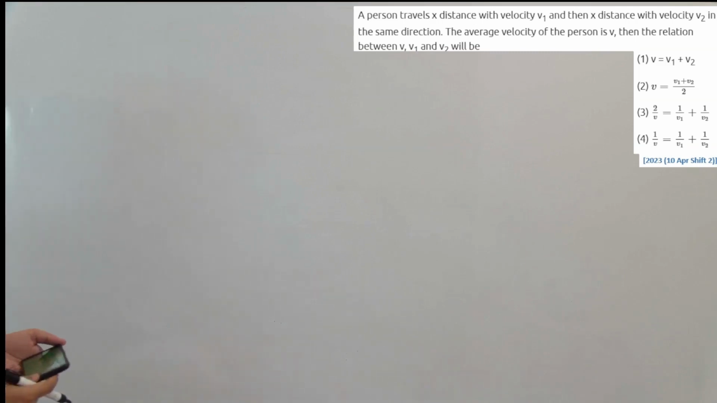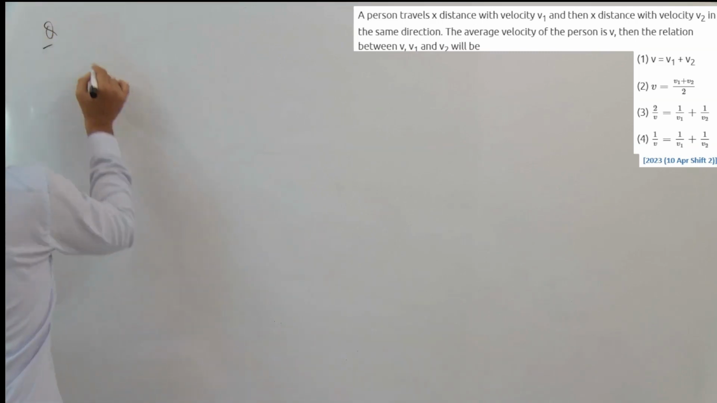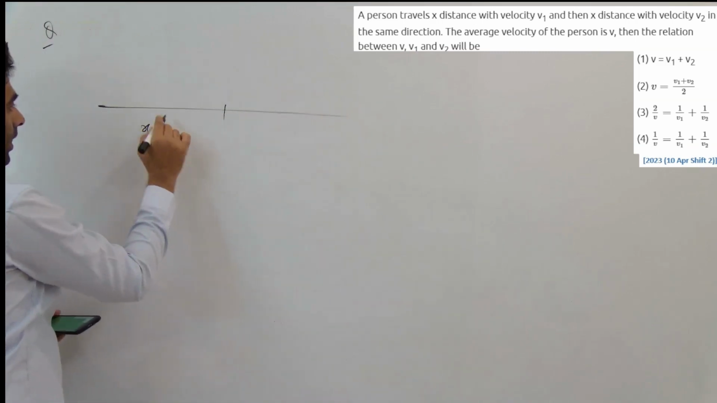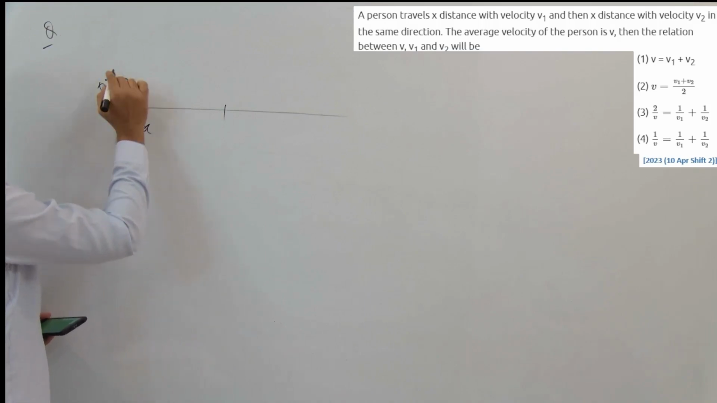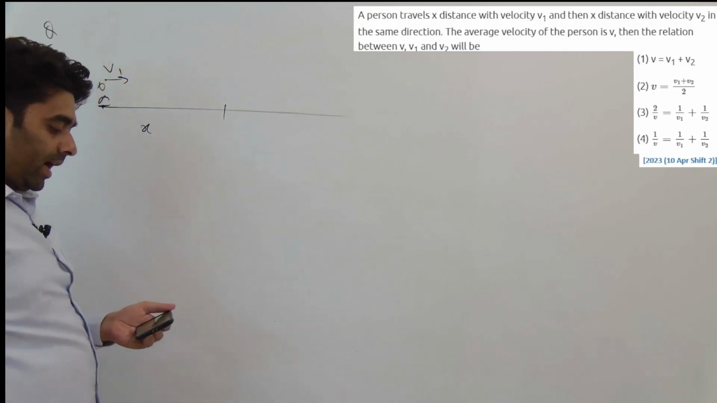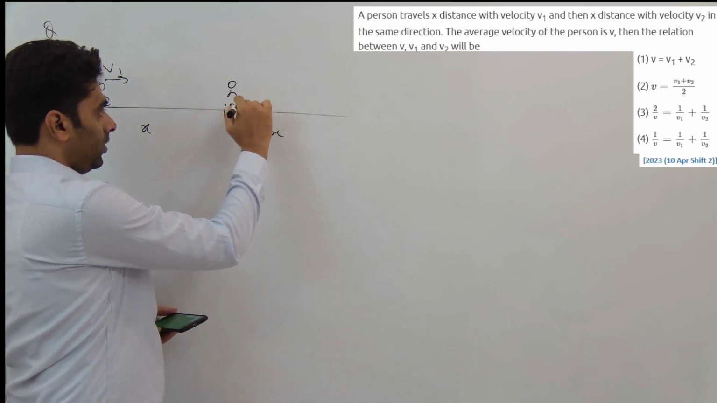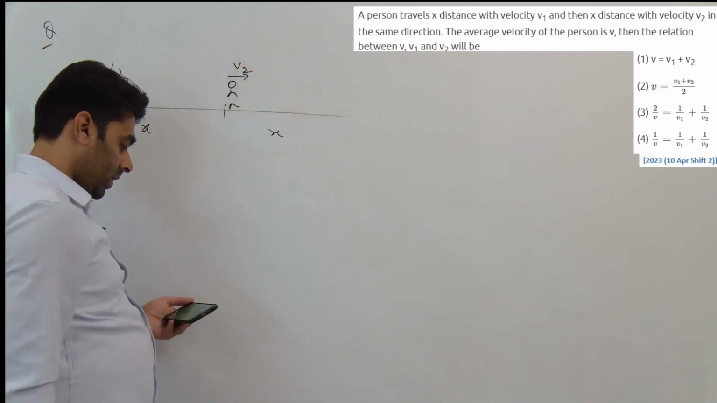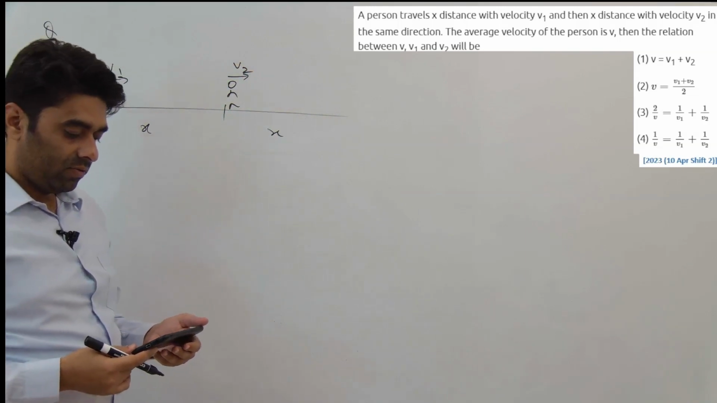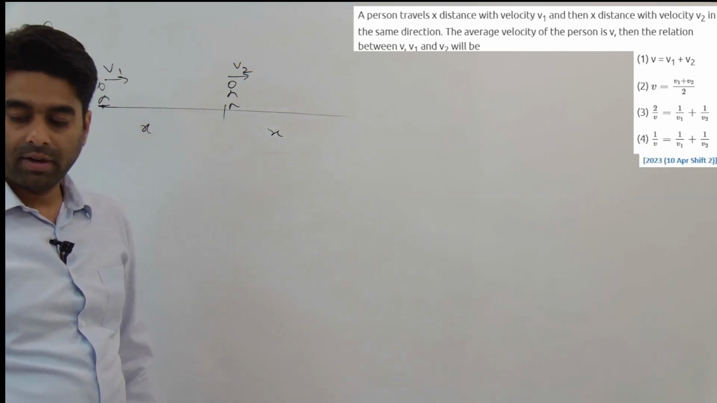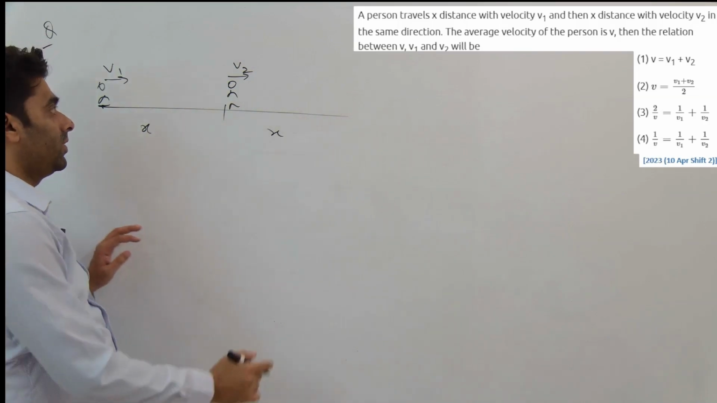A person travels x distance with velocity v1 and then x distance with velocity v2. The average velocity of the person is v, then what is the relation between v1 and v2?